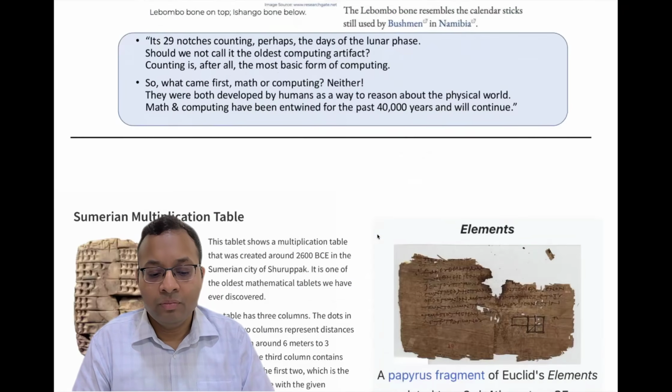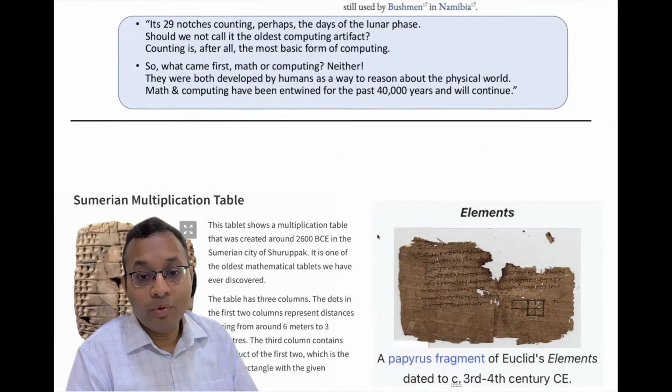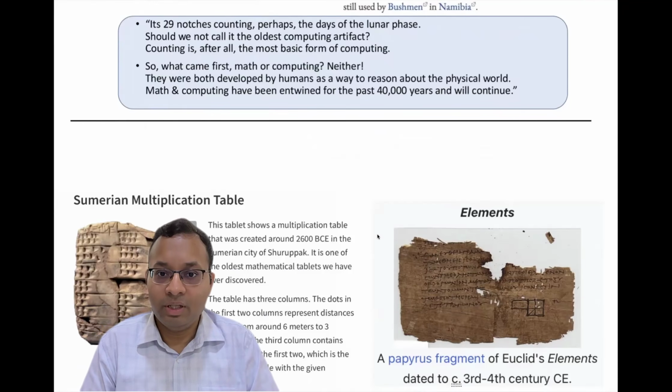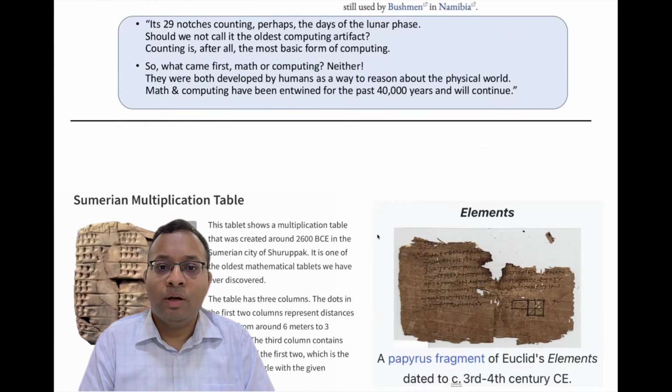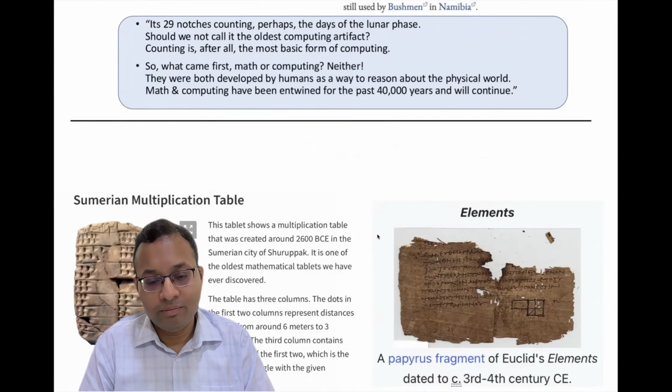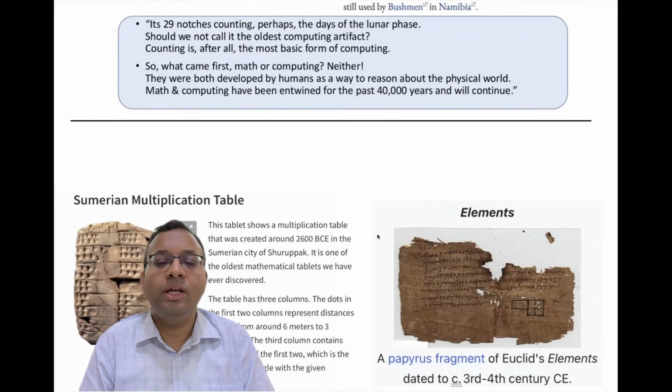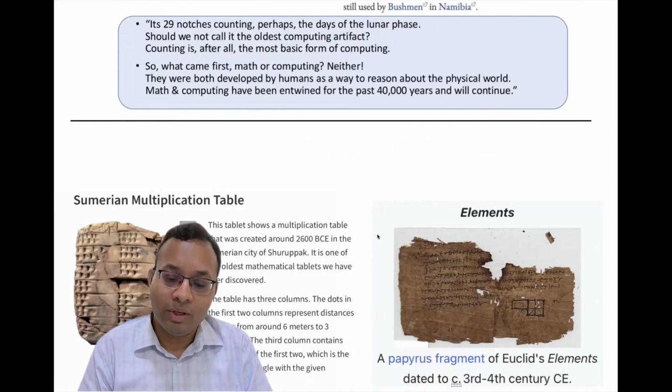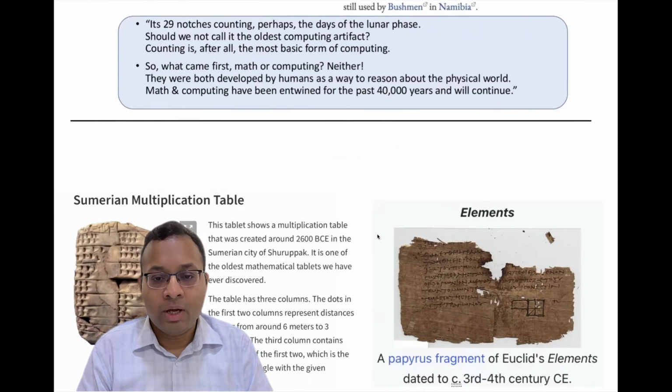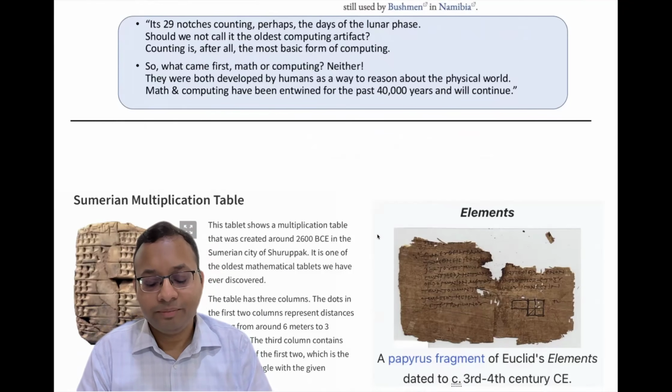So this also shows that though modern-day computers are recent, what came first, math or computing? Then we'll say that both were developed by humans as a way to reason about our physical world. Computing has an intuition, math has a rigor, and algorithms have been connecting math and computing for the past 40,000 years.